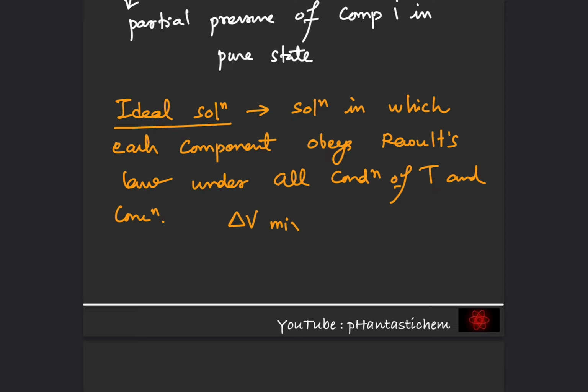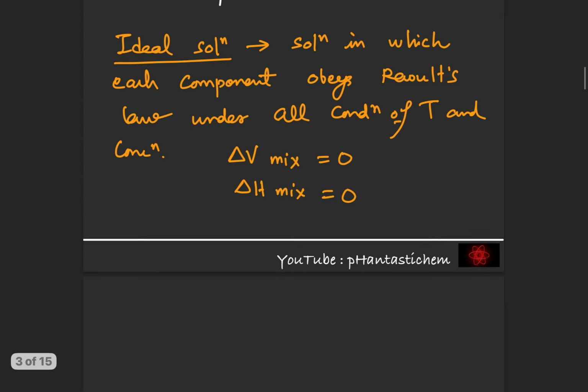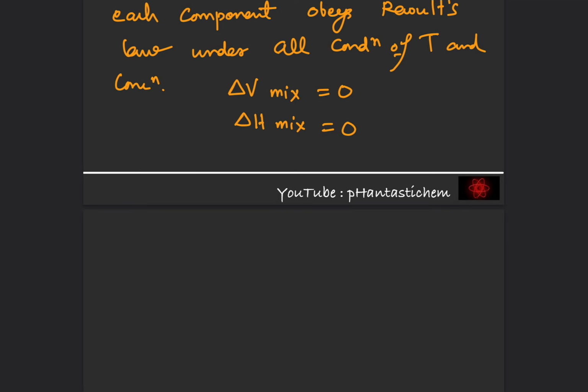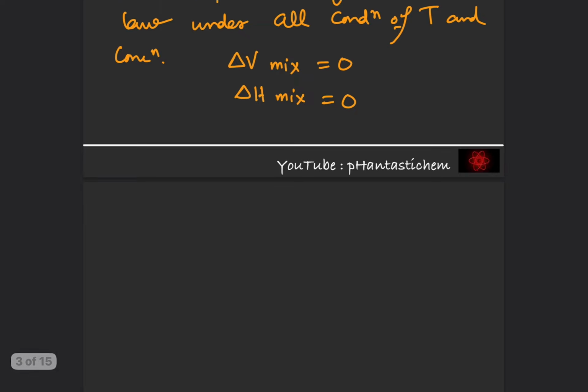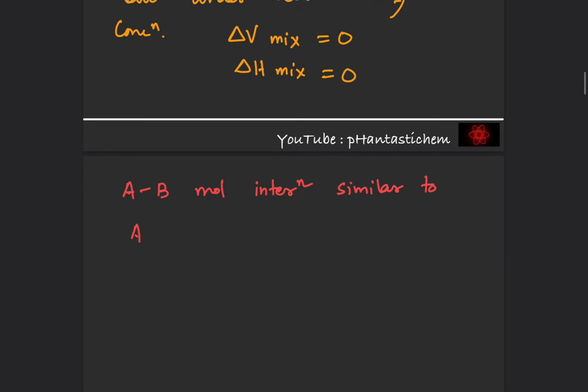delta V mixing is equal to 0 and also delta H mixing is equal to 0. These are the macroscopic conditions. And the microscopic condition is that the AB intermolecular interactions are of the same magnitude as AA or BB intermolecular interactions. Okay, so microscopically AB molecular interactions will be similar to AA or BB intermolecular interactions. So this is what happens microscopically.